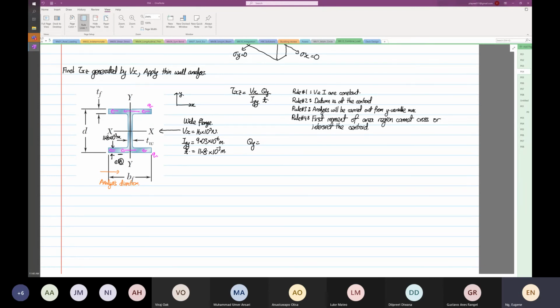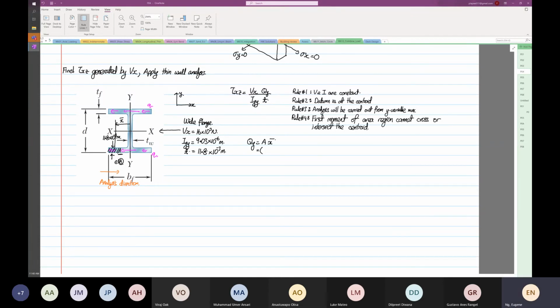So the analysis direction is from maximum. This is the area that we're going to take. And then we have to find this distance over here, the distance from here to here. So this is our X bar distance. So we have to find what is our A and what is our X bar.